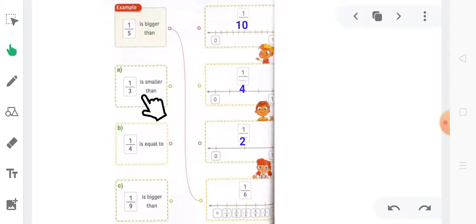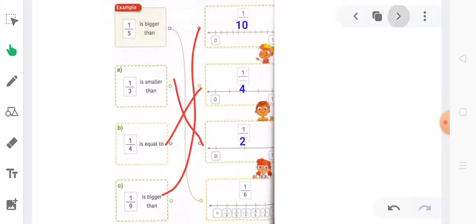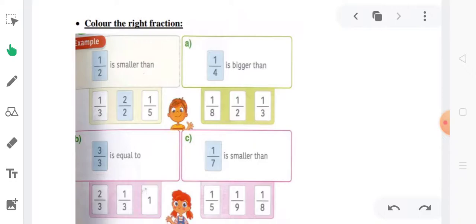Look here. Third is smaller than what? Smaller than half. Excellent. Again, fourth is equal to fourth, of course. Okay? Ninth is bigger than the 10th. Excellent. Okay? Look at the last one. Color the right fraction. Quarter is bigger than what?